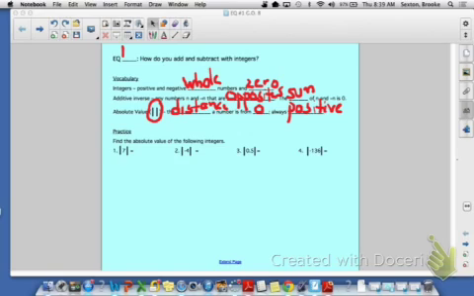First, we have positive 7 inside those absolute value bars. Well, if I'm thinking about a basic number line, I know that 7 is only 7 spaces away from 0. Well, that's my absolute value, 7. Look at negative 4. Okay. I know negative 4, even though it's negative, is still 4 spaces away from 0. It's just on the left side. So that means the absolute value of negative 4 is still 4. 4 spaces away from 0. I want you to try numbers 3 and 4 on your own.